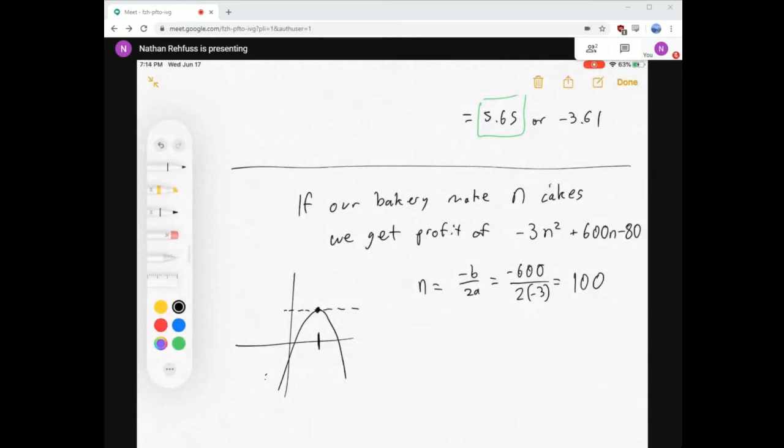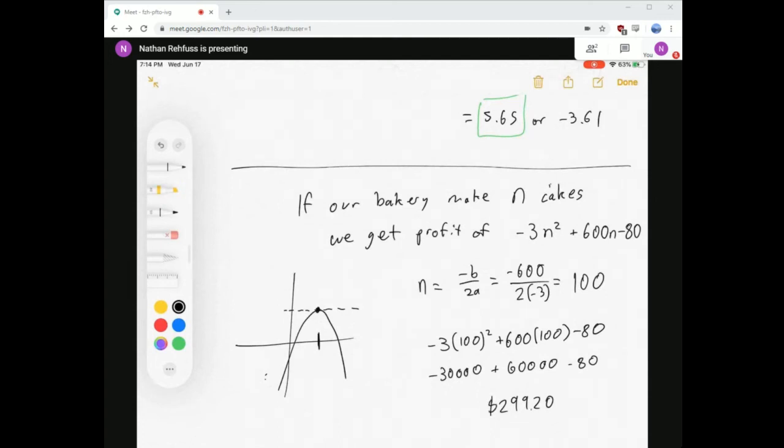Okay, we should make 100 cakes, and the amount of profit we'll get is we plug that back into the function. We'll make negative 3 times 100 squared plus 600 times 100 minus 80. Well, let's see. This is negative 30,000. This is 60,000 and minus 80. So altogether, that's, no, not a 3. 2, 9, 9, 20. Okay. We'll make $299.20 if we sell exactly 100 cakes, no more, no less.